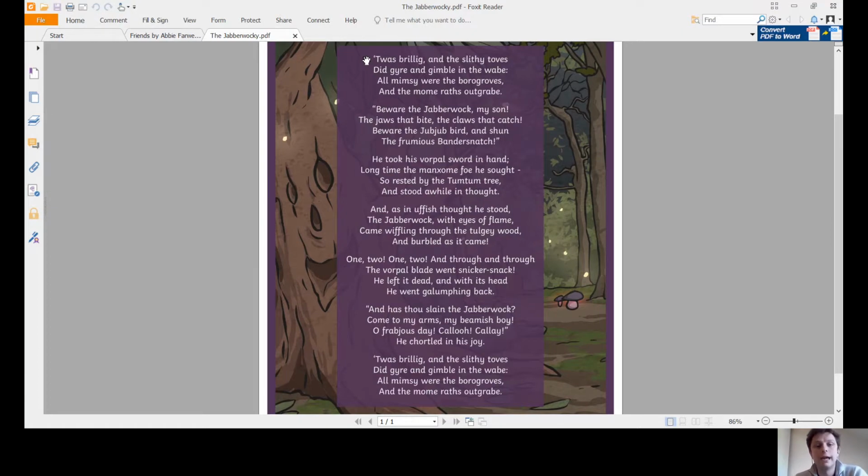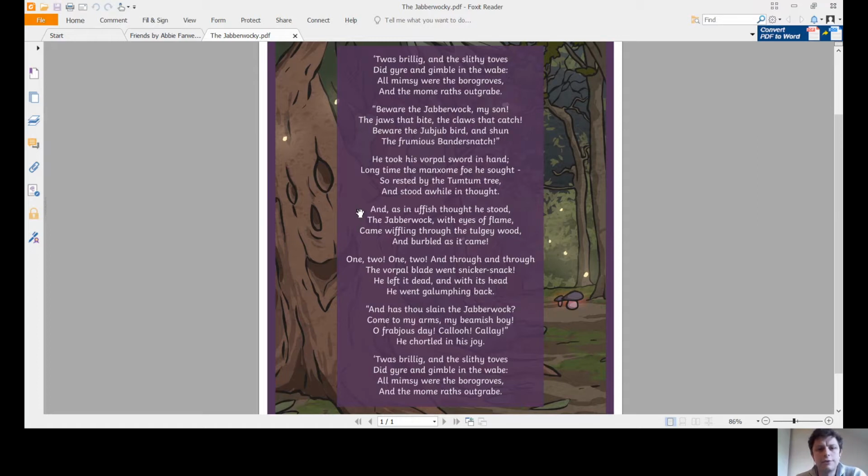'Twas brillig, and the slithy toves did gyre and gimble in the wabe. All mimsy were the borogoves, and the mome raths outgrabe. Beware the Jabberwock, my son, the jaws that bite, the claws that catch. Beware the Jubjub bird, and shun the frumious Bandersnatch. He took his vorpal sword in hand, long time the manxome foe he sought, so rested he by the tumtum tree, and stood a while in thought.